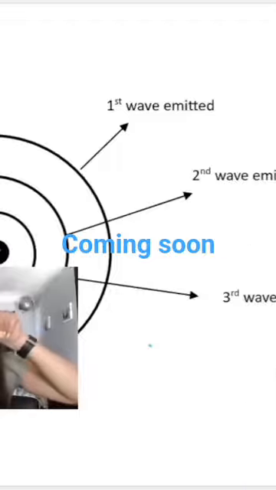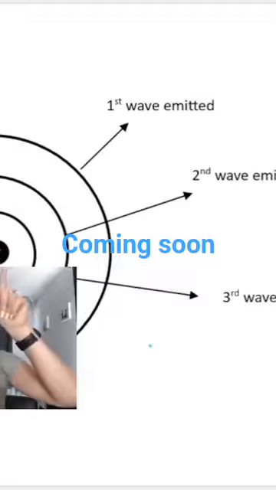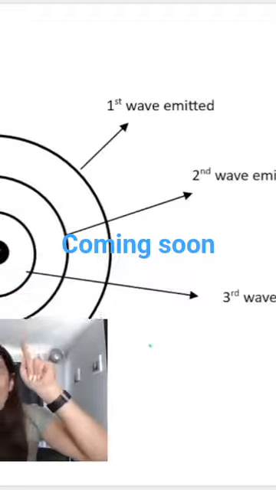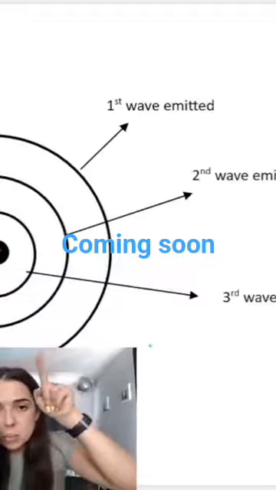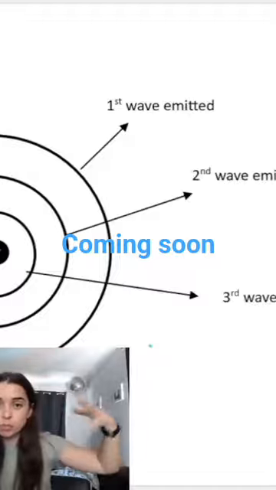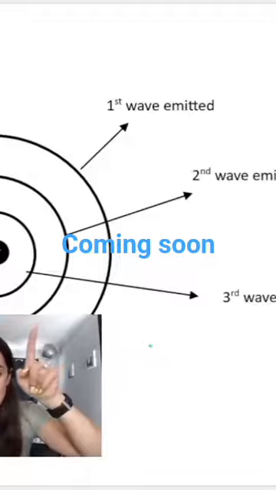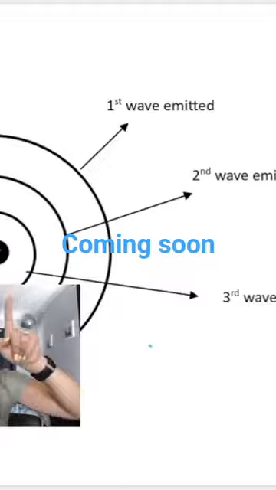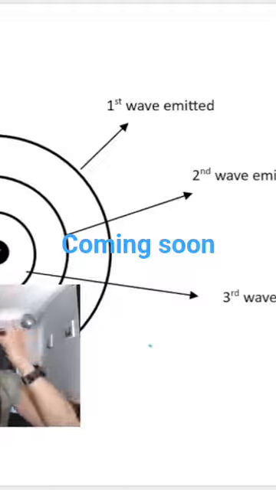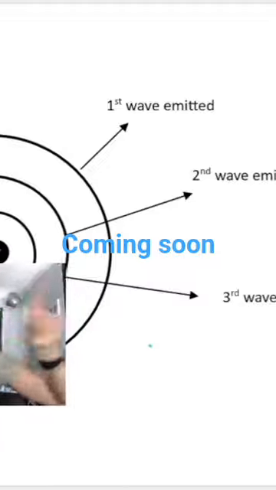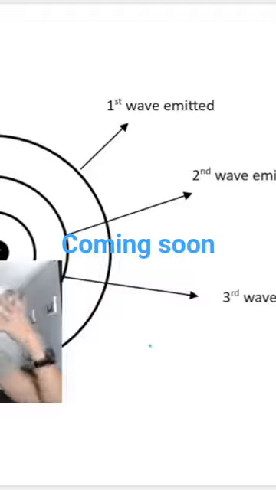So here you can see a little sound source, so maybe a siren or a school bell or something like that. And here we can see the various waves that are emitted. This one is the first wave that's emitted, the one that's furthest away from the source. And then this is the second wave that's emitted, and the third wave, the most recent wave that's emitted. And the waves are continuously emitted as the source is making a sound.